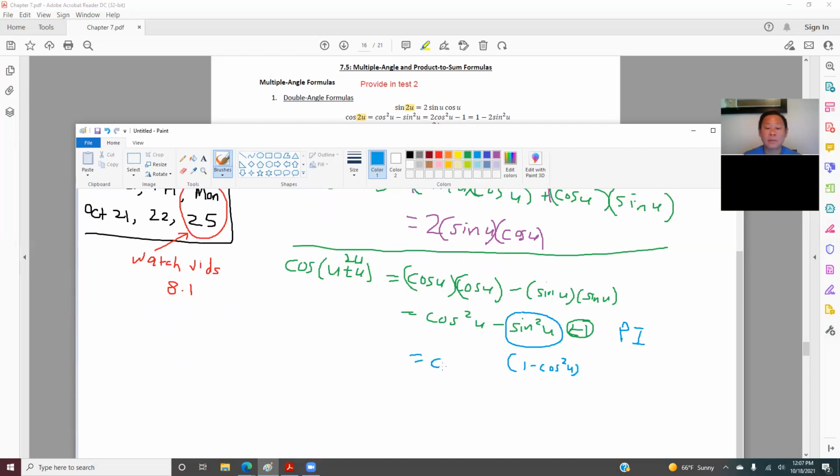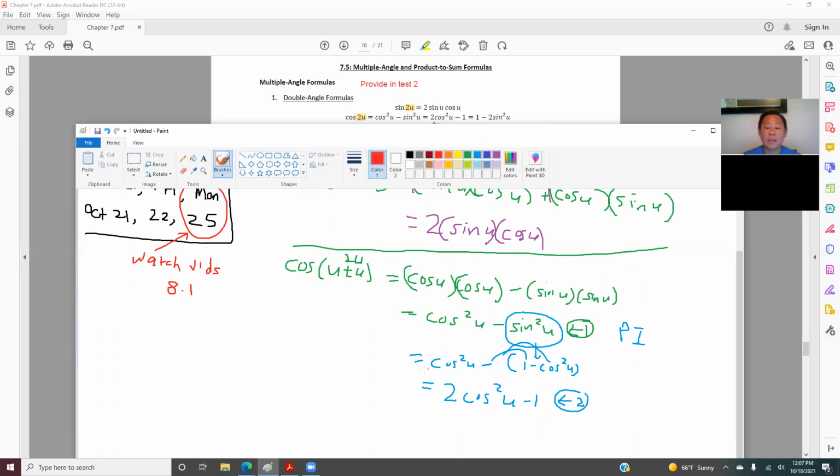So if you do that, you will get cosine square u minus 1 minus cosine square u, and this one you distribute. When you distribute, you will get 2 cosine square u minus 1, because the negative times negative here will become positive. So you get double of them, 2 cosine square u, and then minus 1. So this is the second formula, which is 2 cosine square u minus 1.